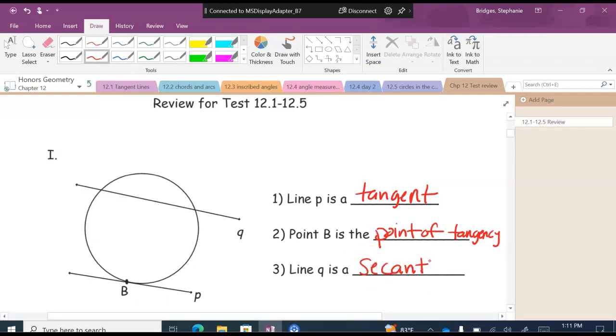A chord stops on the edge of the circle. The secant goes through the circle. Okay? So you'll need to be familiar with the definitions that are in this chapter. Those are just 3 of them. Is everybody okay with that? Got a couple people still writing, so I'm going to wait just a minute.